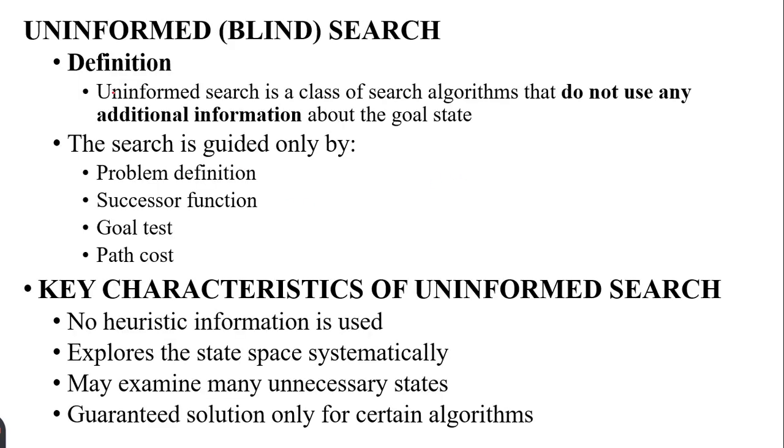What is uninformed search? It is otherwise called blind search. As you know, if you don't have any information, it is considered an uninformed search. The definition: it is a class of search algorithm that does not use any additional information about the goal states. The search algorithms are guided only by the problem definition, successor function, goal test, and path cost. The key factors of uninformed search are that no heuristic information is used, it explores the state space systematically and may examine many unnecessary states, and it guarantees solutions only for certain algorithms. So these we call uninformed search.